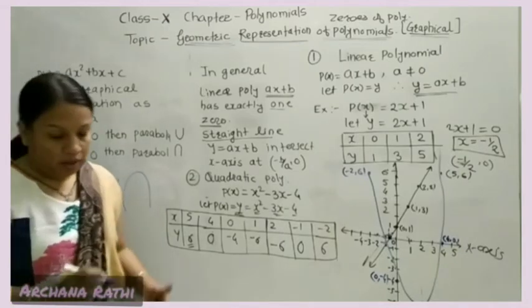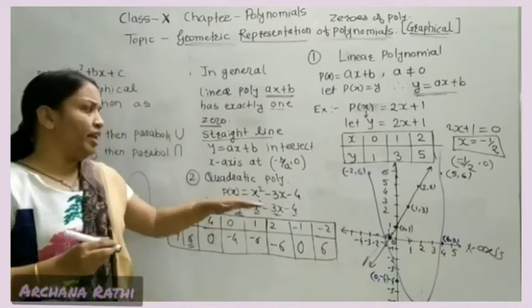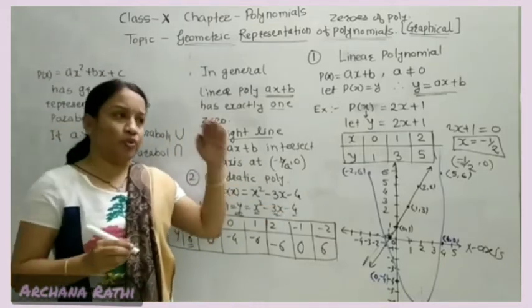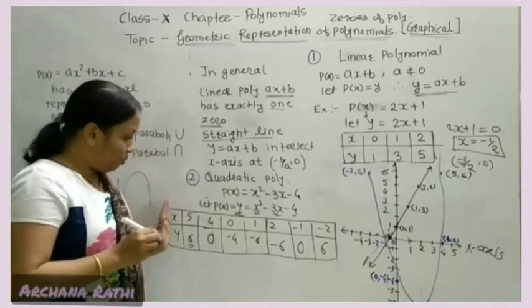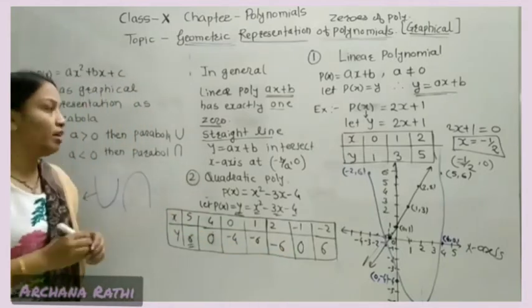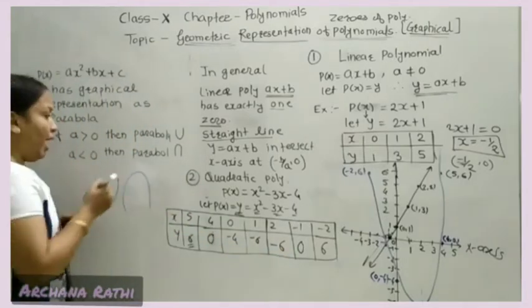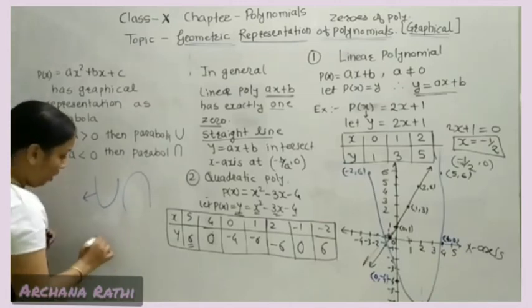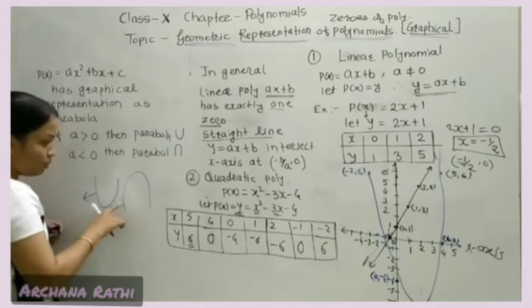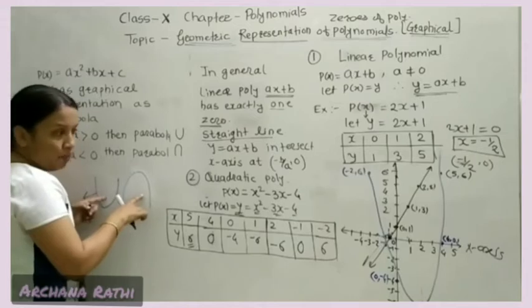a parabola. What you observe is that for any quadratic polynomial, if you plot the points like this, you will definitely get a shape like this, either like this or like this. These are called parabolas.